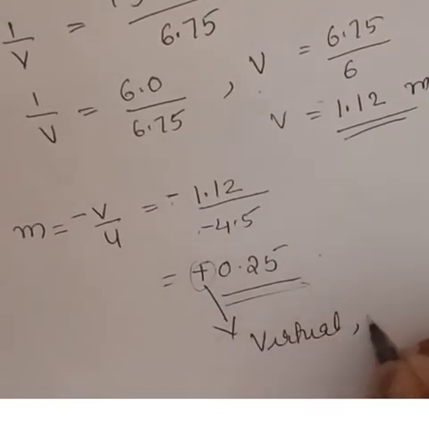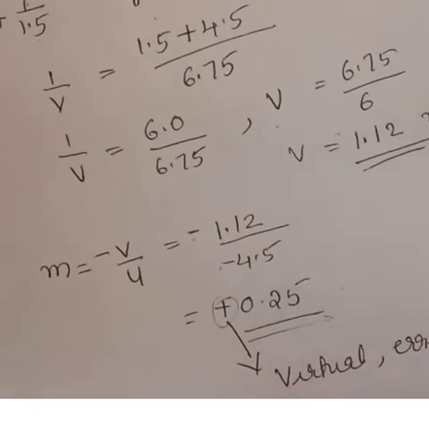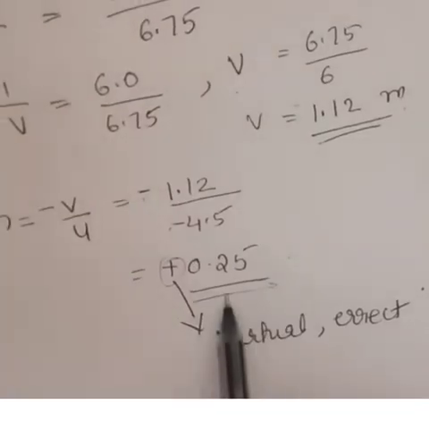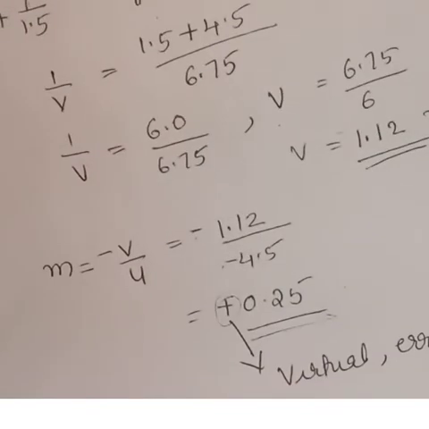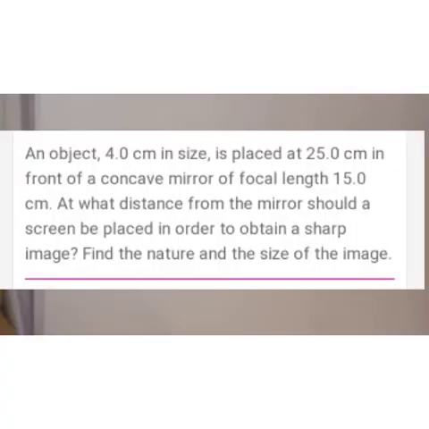Virtual and erect. So the image is virtual, erect and smaller in size by a factor of 0.25, that means 1/4 of the object. Okay, so see the fourth question.